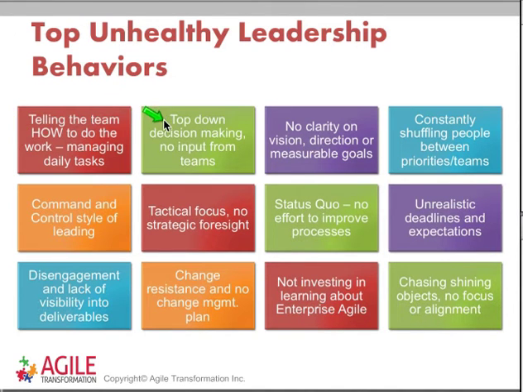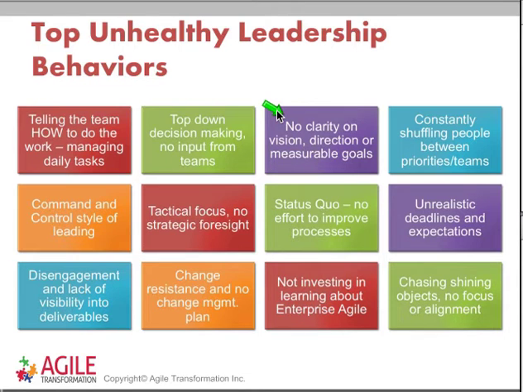Top-down decision-making, no input from the team. This is just assuming, again, still using the older style of decisions being made from the top and not engaging teams, collaborating, or even identifying their recommendations for change. No clarity on the vision, direction, or any measurable goals. So again, let's do agile or let's move in this new direction, but not a lot of meat around what that really means. How are we going to measure success?